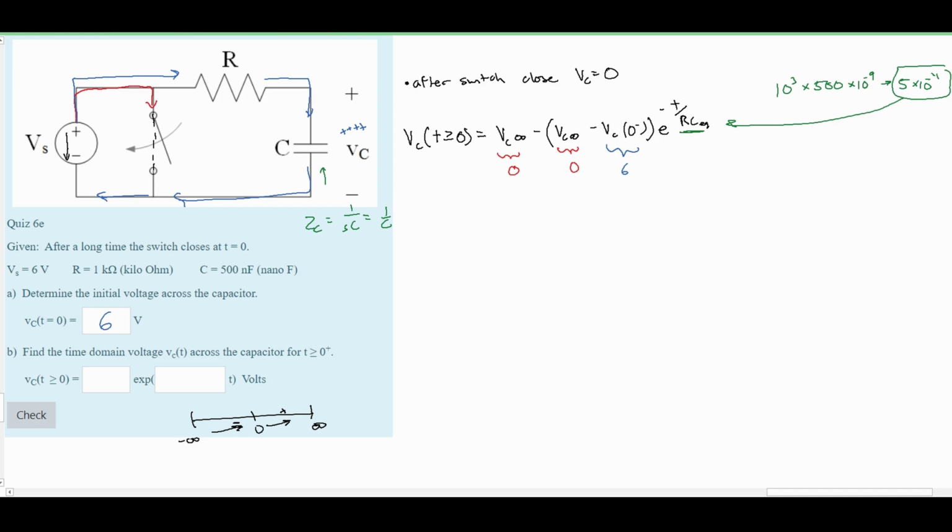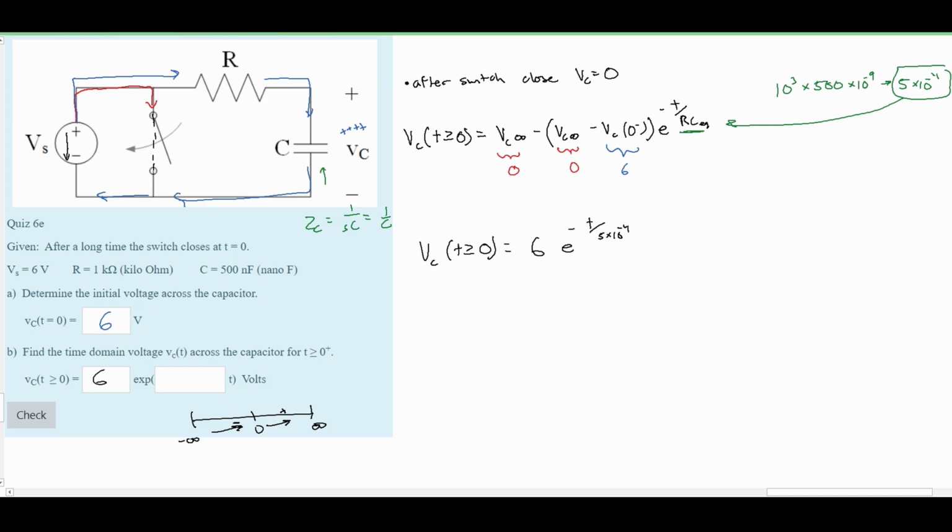When we rewrite this, we're going to have our VC, t is greater than or equal to 0, and this is equal to, we have our 6 volts here, we have an e, and then we have this negative t divided by 5 times 10 to the negative 4th. When we go to write in our answer, we have this 6. Then we have our e right here times the t. So we can't have this division.